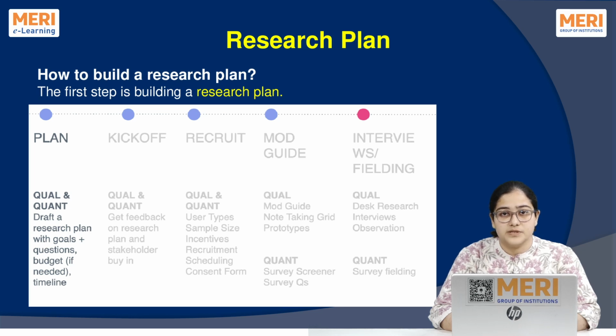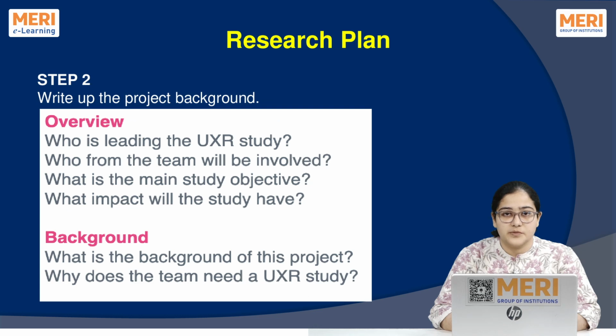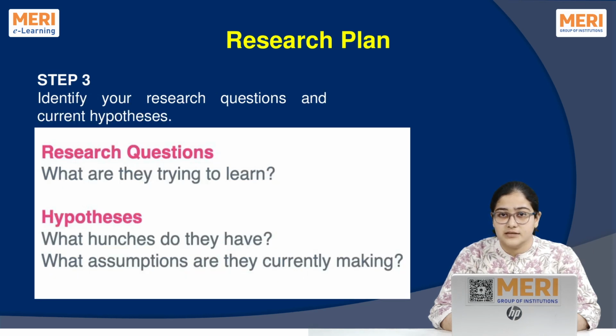The first step in creating a research plan is understanding what the team wants to learn. Researchers must clearly identify the problem or question that needs to be answered. The second step is writing the project background, which explains why the research is necessary and what context leads to the research initiative. The third step is identifying research questions and hypotheses.